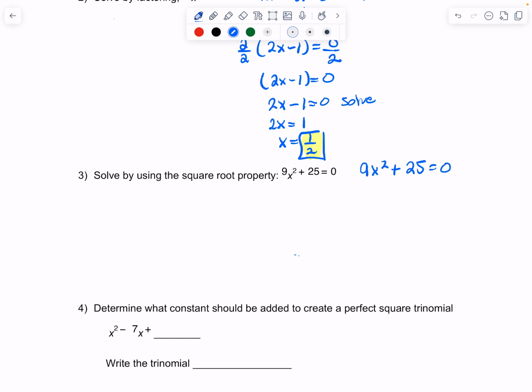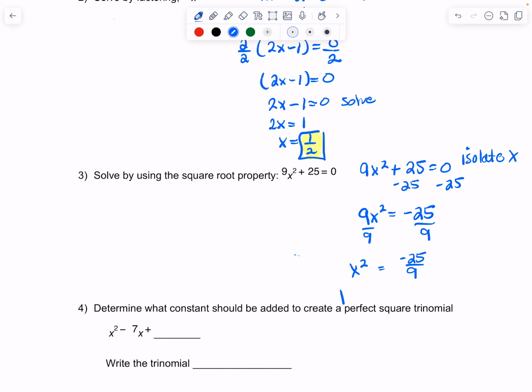Okay, to use the square root property, I have to isolate x. So what I'm going to do first is subtract 25 off of both sides. And when I do that, I get 9x squared equals -25. Again, I'm trying to isolate x, so I'm going to divide both sides by 9. And when I do that, I get x squared equals negative 25 over 9. Now I'm ready to use the square root property.